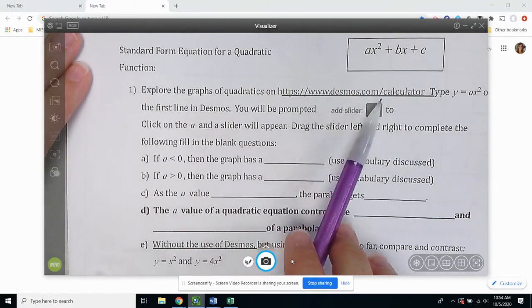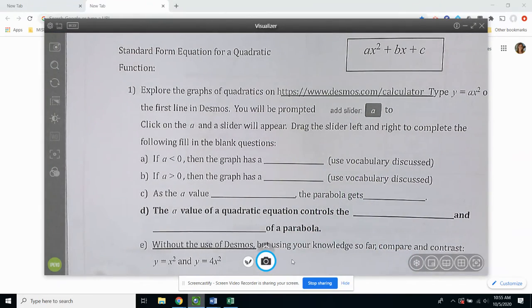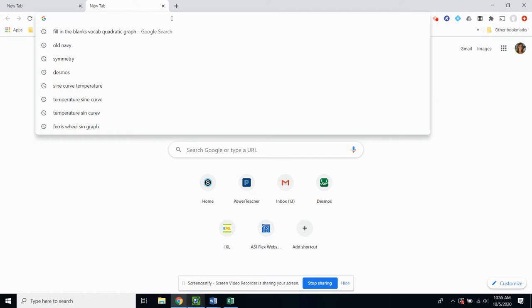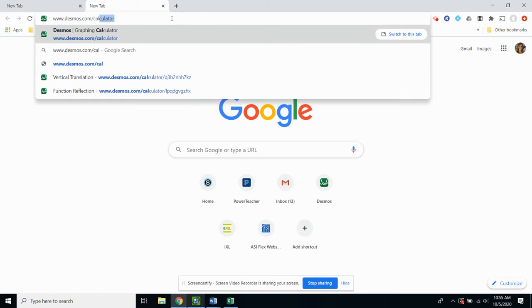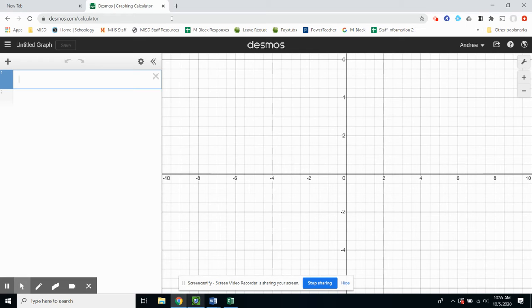So this wants you to go to desmos.com/calculator. So go ahead and pause your video, or you don't have to pause and you can follow along with me. That's fine too. Desmos.com/calculator, and you will get this. Okay, and then you just go ahead and follow the directions. So it says type in y equals ax to the power of 2. It says you will be asked to add a slider. Oh shoot, you cannot see my screen. Hang on one second. Oh yeah, you can. Just kidding. Okay, so you can click add slider.